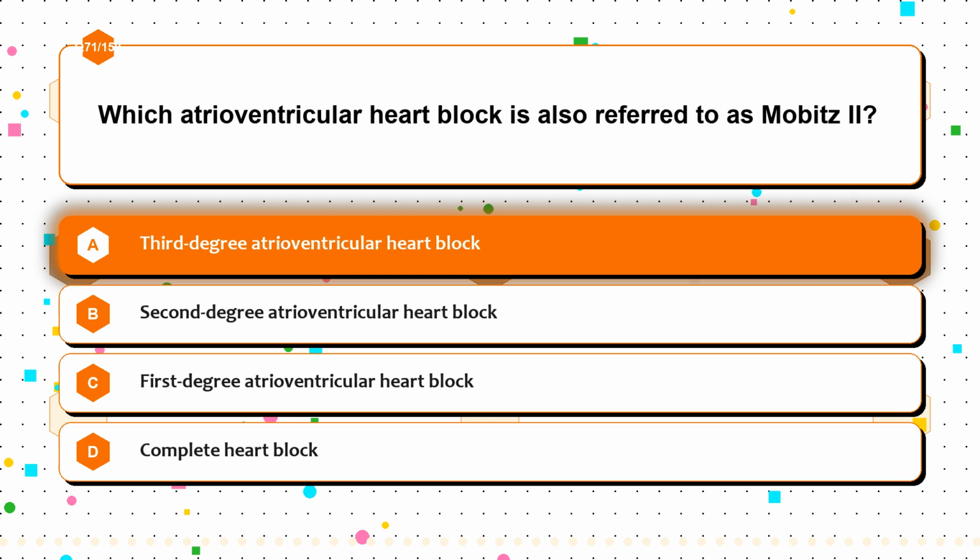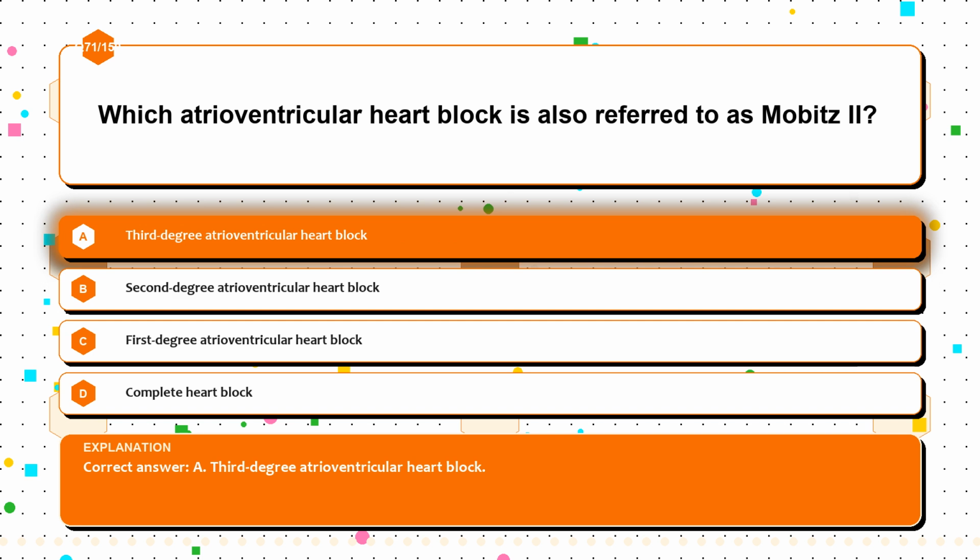The correct answer is option A. Third-degree atrioventricular heart block. Correct answer A. Third-degree atrioventricular heart block.